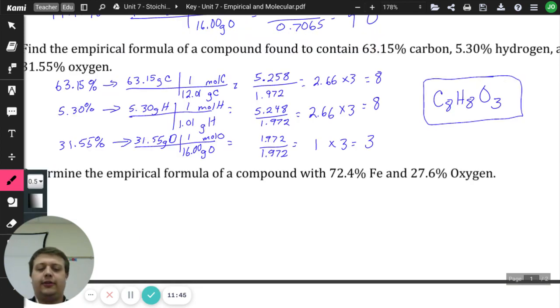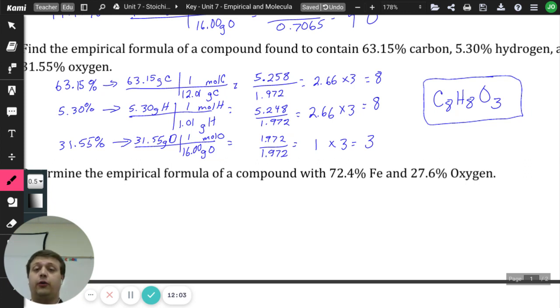All right, so let's take a look at this one. I first started with percentages. I had 63.15% carbon, 5.30% hydrogen, and 31.55% oxygen. I took that and converted it into grams. Remember, it's just a direct conversion since we assume it's out of 100.